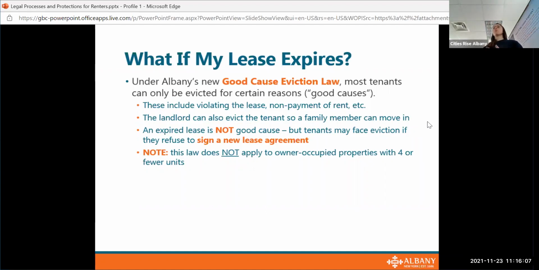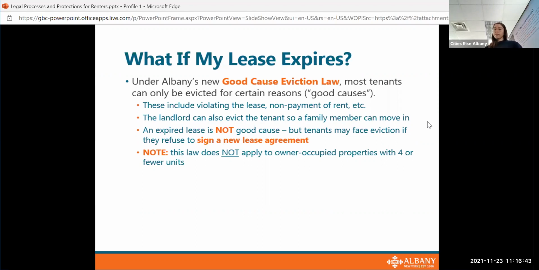So one other more recent change that has occurred in housing law in Albany is the Albany Good Cause Eviction Law. So this essentially means now that your landlord can no longer bring an eviction case against you except for certain good cause reasons. So these would be things most commonly such as non-payment of rent, violating the lease, anything like that, but it does not include an expired lease.